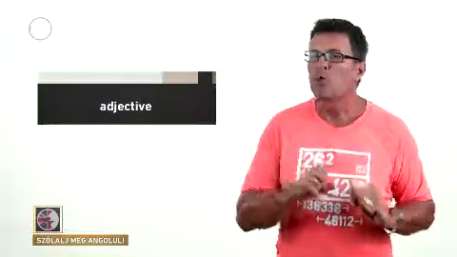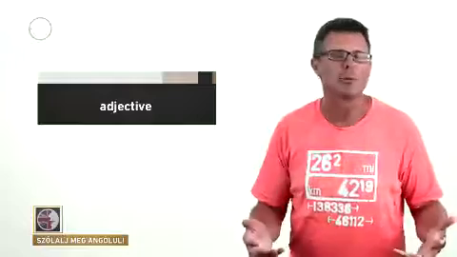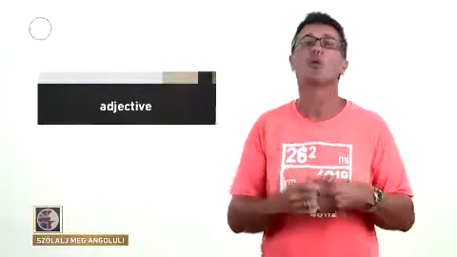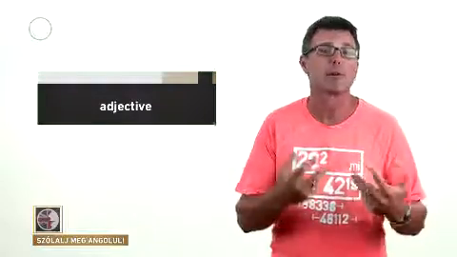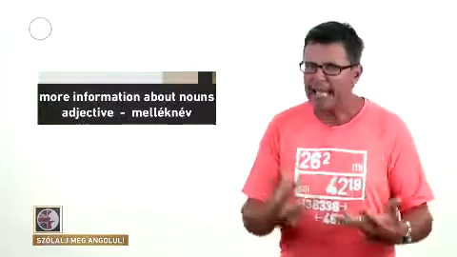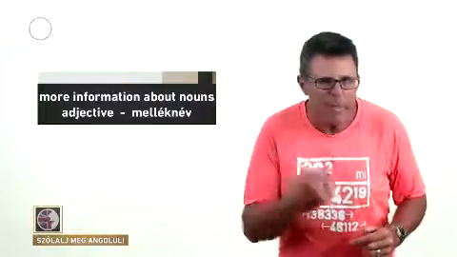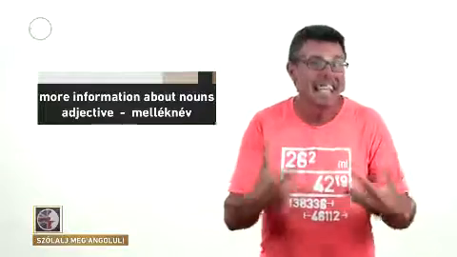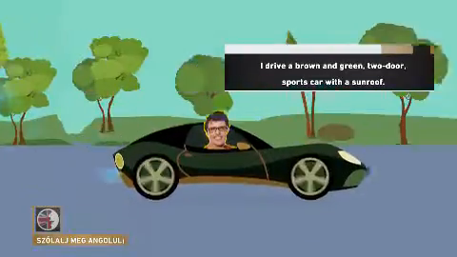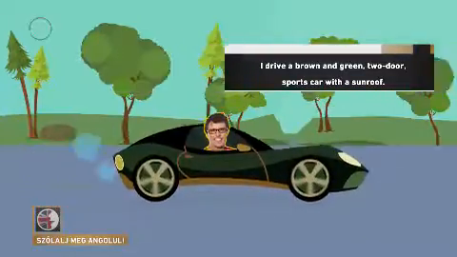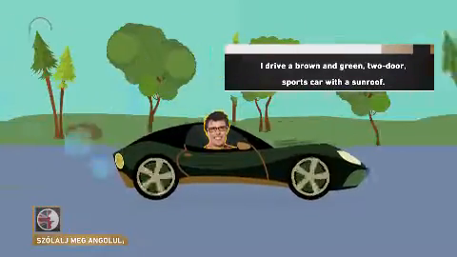Now, things change slightly if we want to use enough with an adjective. First of all, who remembers what an adjective is? I know, you all do. Adjectives, as I'm sure you all remember, are words we use to give more information about nouns. We can use adjectives to make our sentences more interesting and colourful. And we can also use adjectives to make it easier for someone to understand what we're talking about. I don't just drive a car. I drive a brown and green two-door sports car with a sunroof, for example.